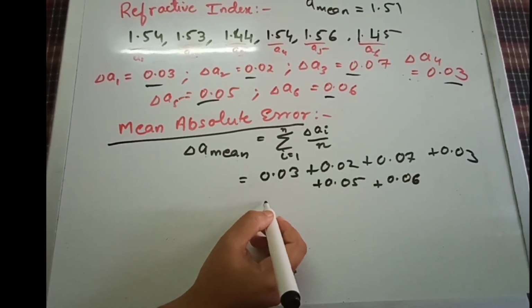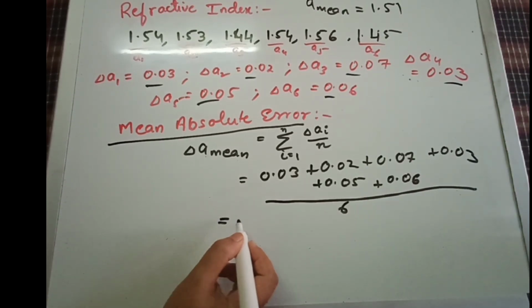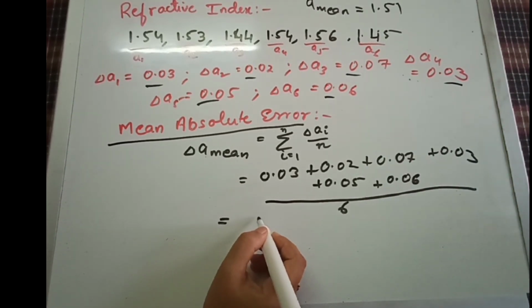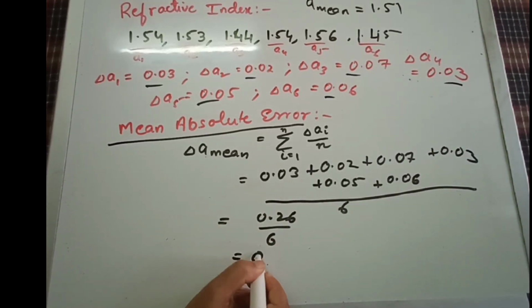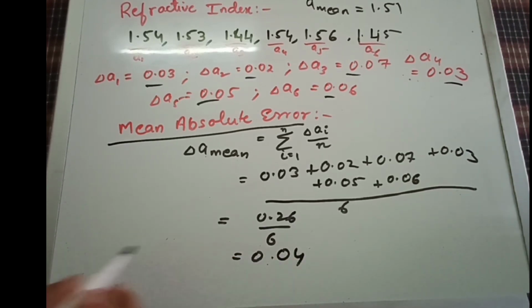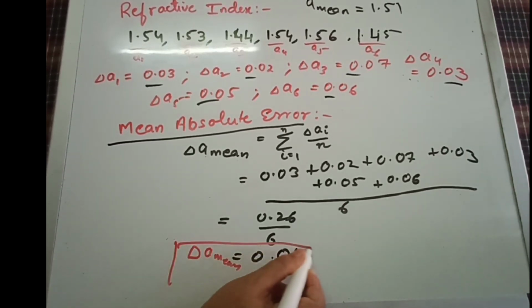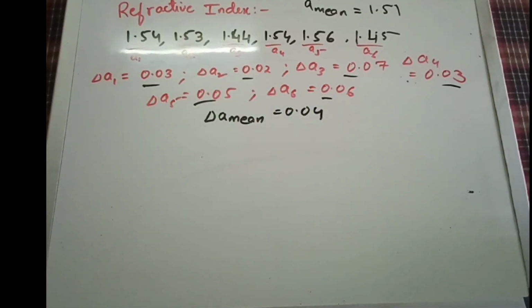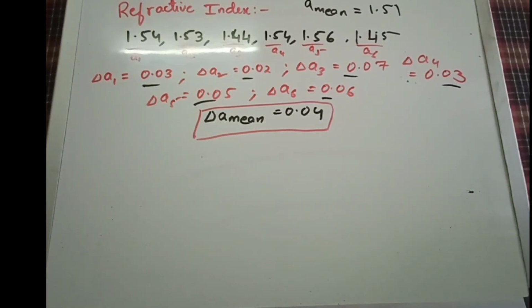I hope you are solving along with me. Divided by 6. So the answer comes out to be 0.26 divided by 6, which is equal to 0.04. Yeah, 0.04. So this is our mean absolute error. So we have found out our mean absolute error, which I have written down for you again so that it will be helpful for our next calculation.